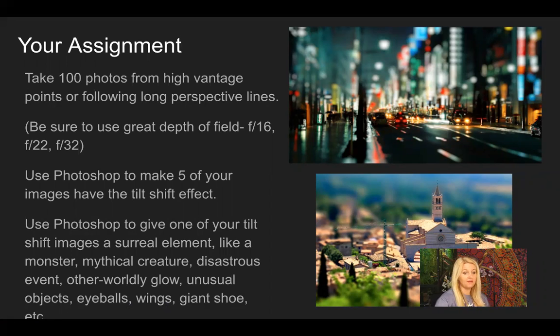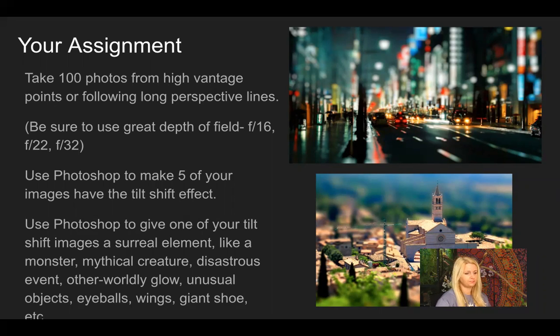So you're going to make 5 of your images have that tilt shift effect, and something creative that you can do is then going in Photoshop, you can give one of your tilt shift images a surreal element. So this could be like a giant cat walking in the background, or like a shoe about to squash a building. You could add some kind of surreal eyeballs to the clouds in the sky, or wings on one of the people to make them look otherworldly.